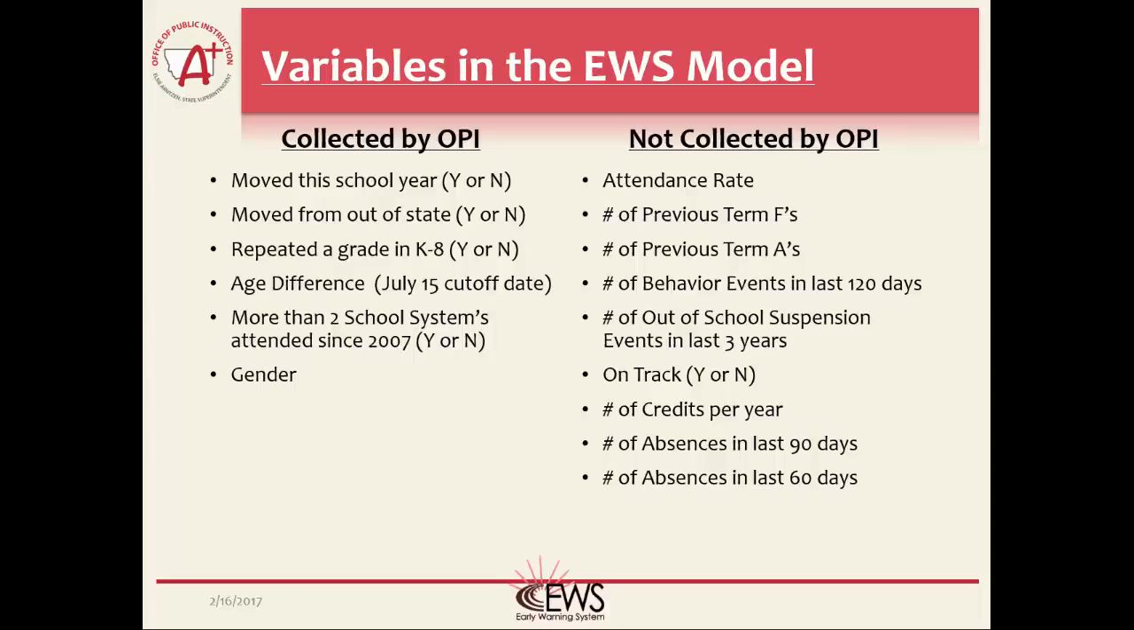A little clarification on a couple of these variables. The age difference variable basically asks, is the student older for their grade than what they should be? It does not matter why the student is older, just whether or not they are. All variables with Y or N after them are yes or no binary data. On track is one of these variables and is based on the number of credits a student has earned. It tracks if a student is on track to graduate based on credits earned.